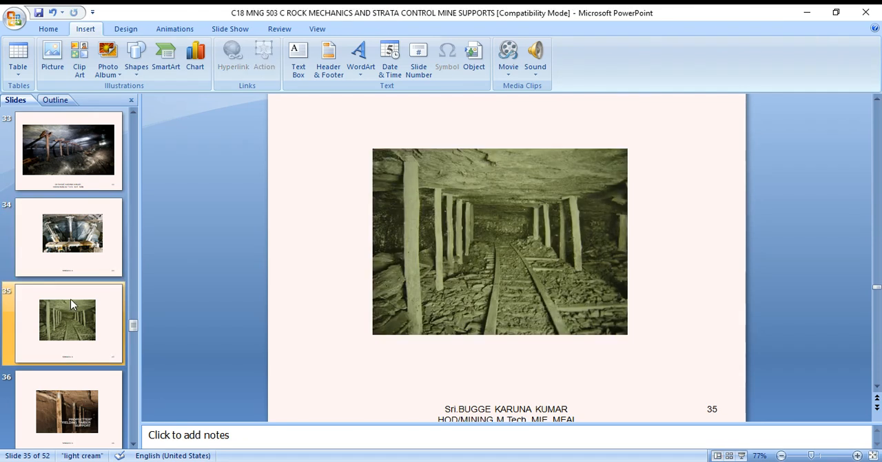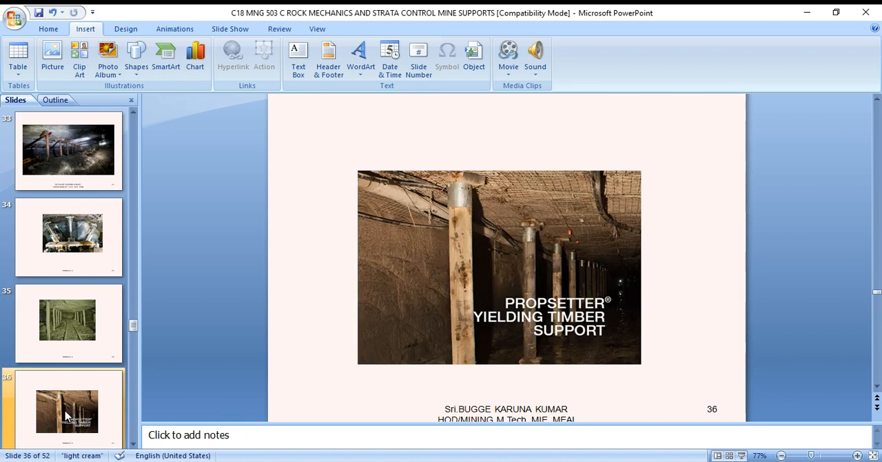This is one of the views of a track and wooden support systems in the working area, particularly the gallery. This is another prop setter, welding timber supports. The mesh is also given. The lid is provided here.